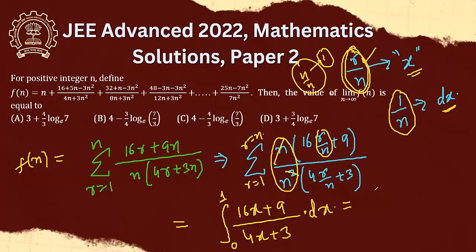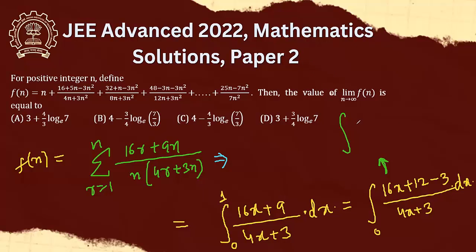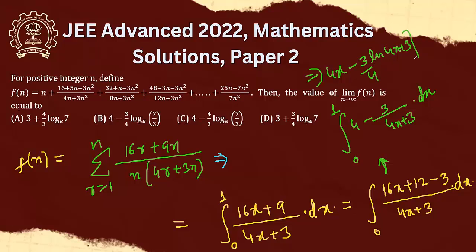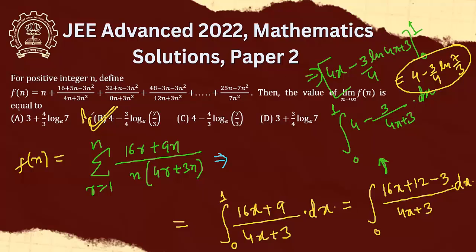So I can write this as integral from 0 to 1 of 16x plus 12 minus 3 upon 4x plus 3 dx. So this is integral from 0 to 1 of 4 minus 3 upon 4x plus 3 dx. That is 4x minus 3 ln of 4x plus 3 upon 4, with the limit from 0 to 1 here. So this is going to be 4 minus 3 by 4 ln, for 1 it is going to be ln 7, and for 0 it is going to be ln 3. So ln 7 upon 3. So this here becomes the final answer, 4 minus 3 by 4 ln 7 by 3. That is option number B. So option B here becomes the answer.